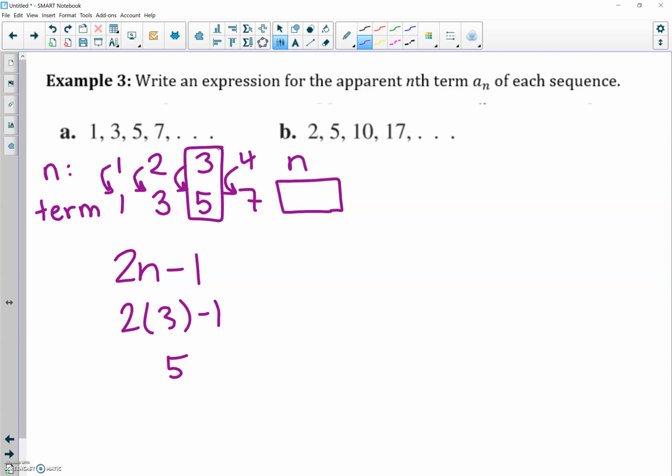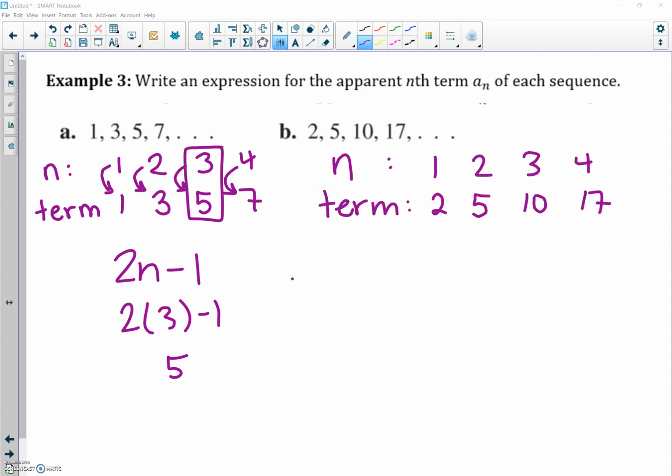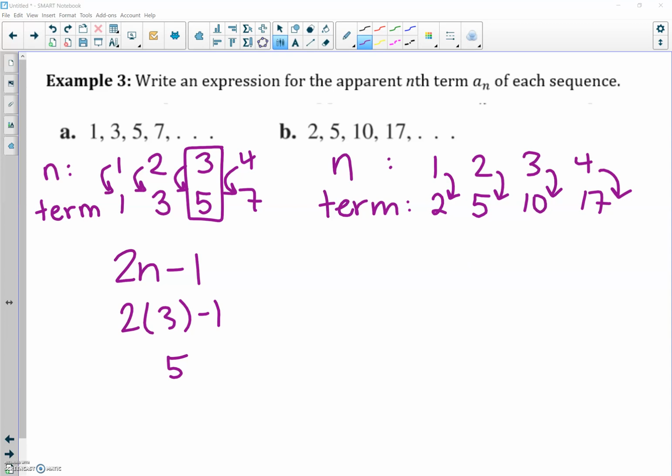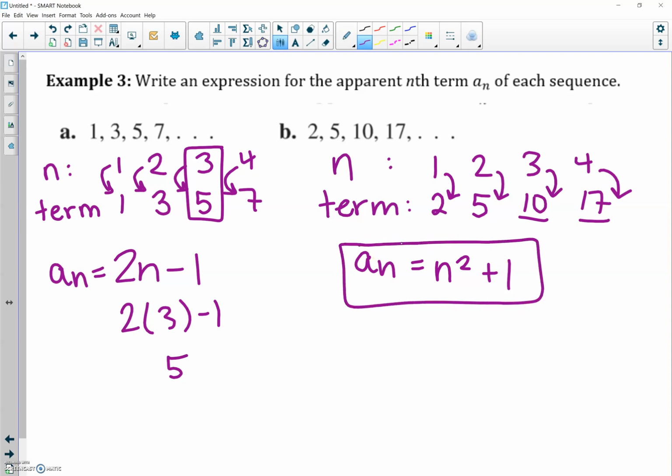Take a minute and think about what expression you could use for part B. Write out n and write out the term for each of the n's. And you are focusing on how the term relates to its position in the sequence. How does 10 relate to 3 in the same way 17 relates to 4? If you said n squared plus 1, you are correct. Each of these terms is 1 more than the square of n.